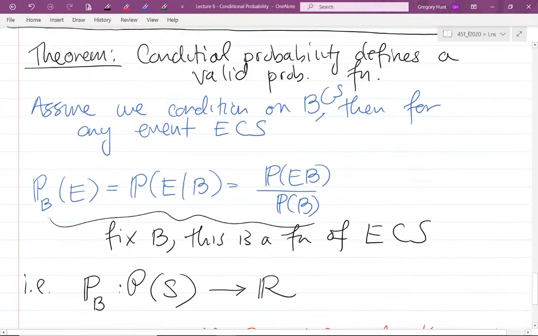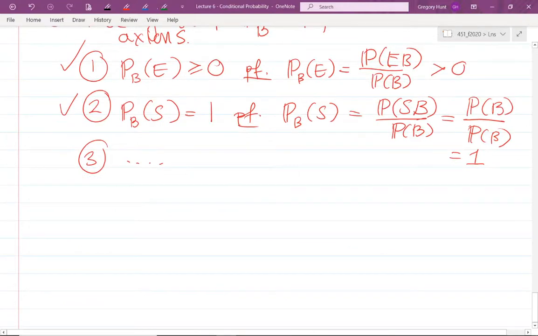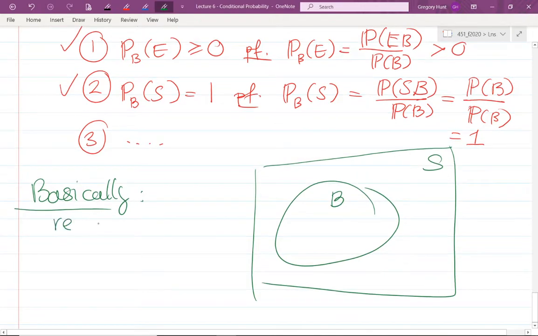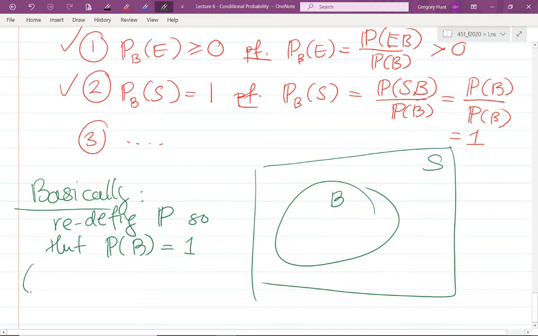So what's my point here? Is that if I fix B, I could kind of ignore that part, and this conditional probability behaves just like any other probability. Another way of thinking about this is, here's my Venn diagram of my sample space, and here's my Venn diagram of B. By conditioning on B, we are redefining the probability measure so that the probability of B is 1. Remember that probability of B given B, our fact was that that is 1. And so this conditional probability is basically redefining the sample space, where instead of the probability measure being 1 in the entire sample space, now it's 1 on some subset called B.